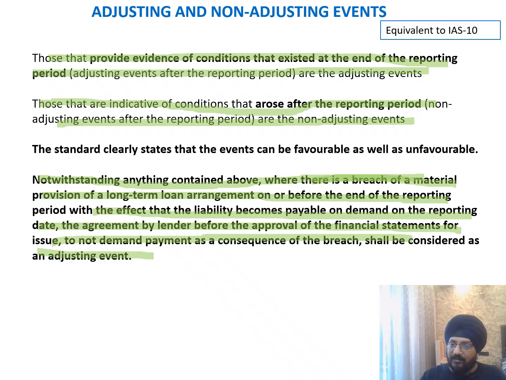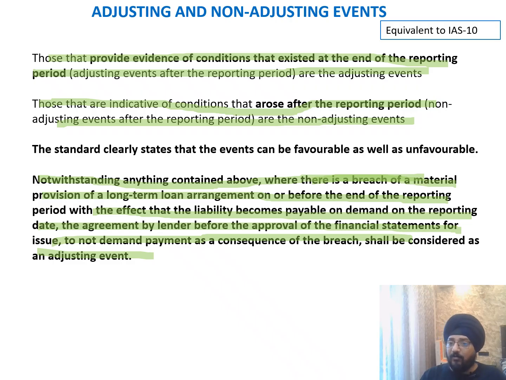So if there is a clause in the contract itself, then a breach of that clause of the agreement would make that liability payable on demand. In that case, it requires an adjustment in the books of accounts, because that will be treated as an adjusting event, and hence we need to make those adjustments accordingly, and we also need to reclassify the liability from long term to current liability.